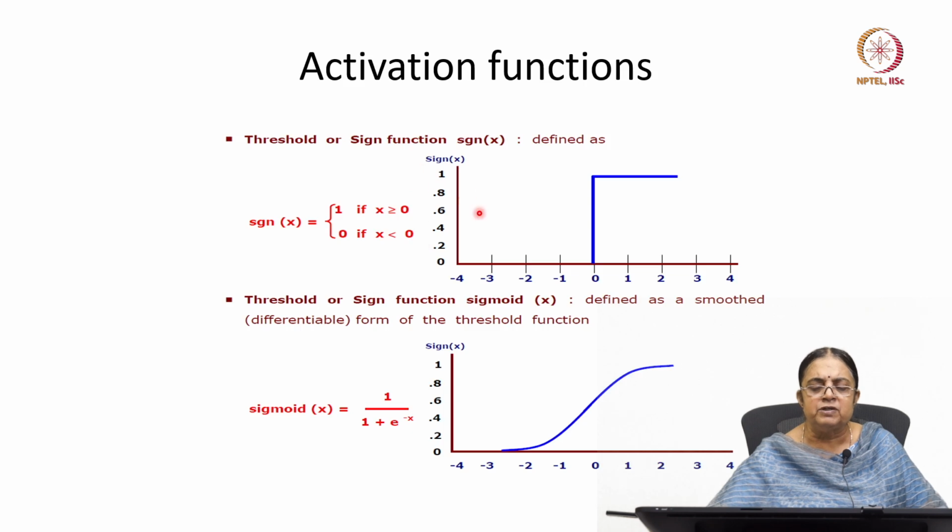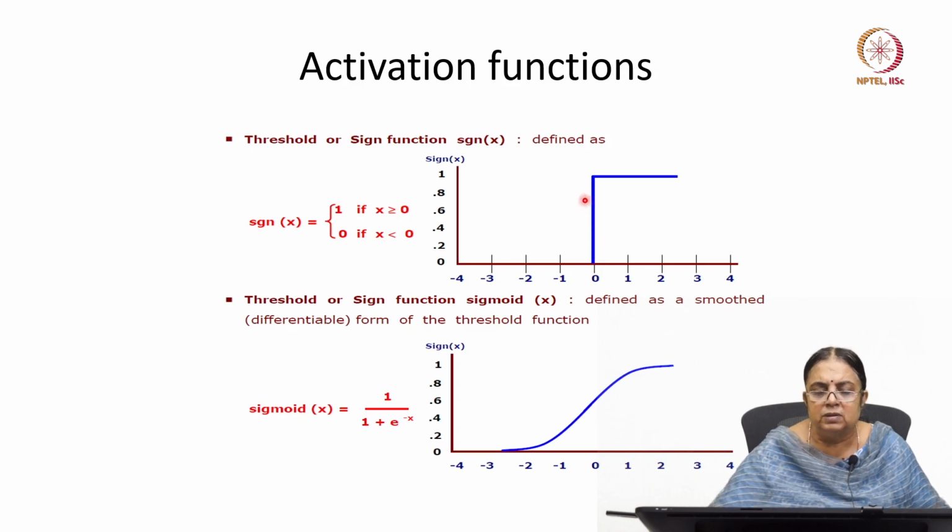So these are the activation functions. The first activation function is called the threshold or sign function. If the x that you are putting into your activation function is greater than or equal to 0, you will get an output of 1, otherwise you get an output of 0.